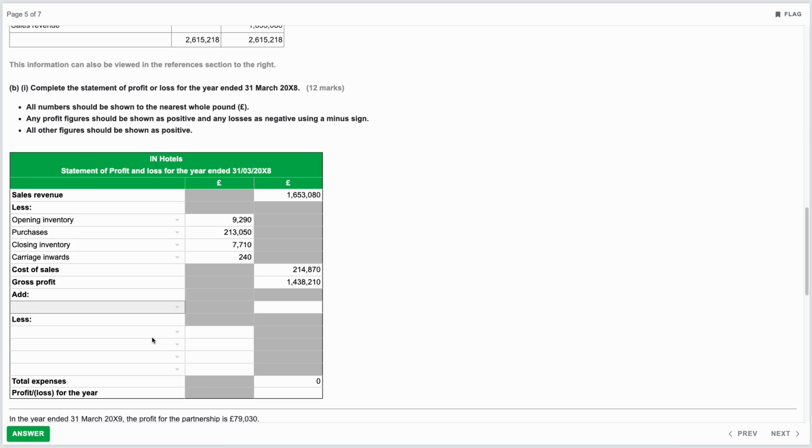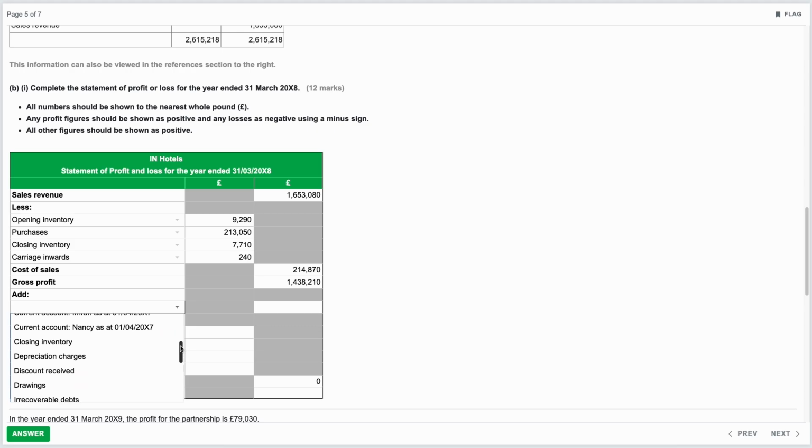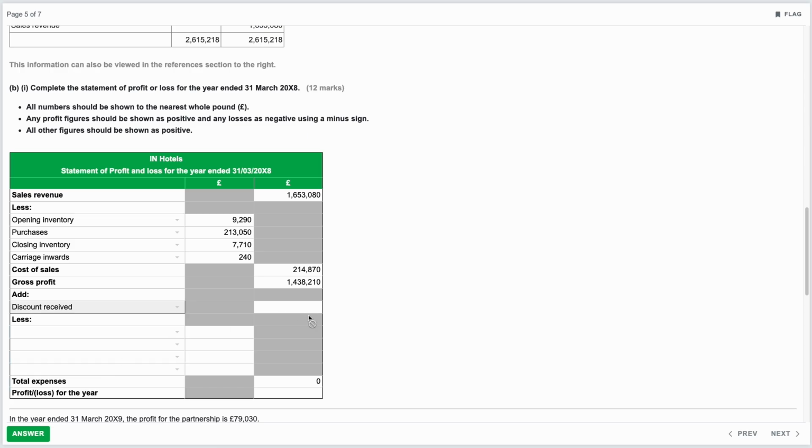So drop this down and we should have, we've done it again. So drop this down. It doesn't allow you to scroll on these boxes. You do have to use the scroll bar on the right, or maybe that's just a me thing. So discounts received, and that would be £570.